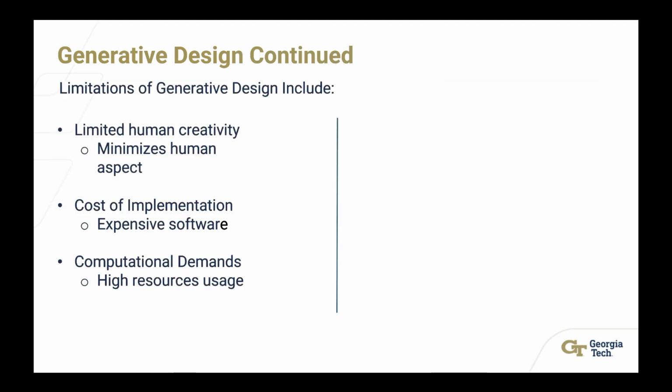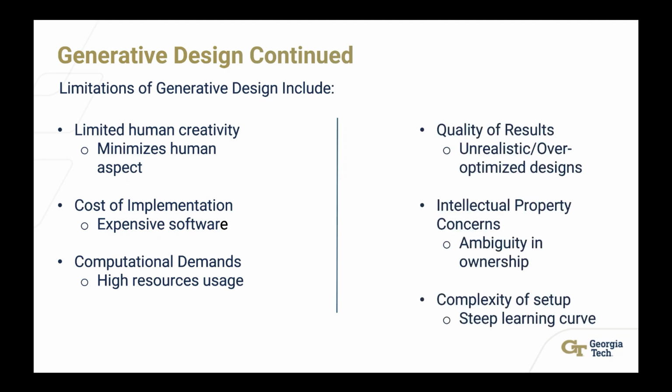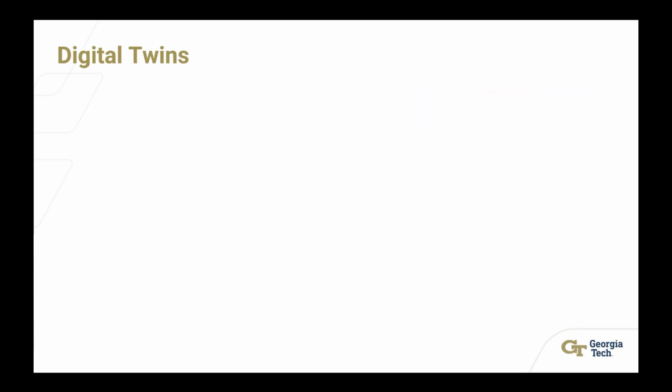Some limitations of generative design include limited human creativity, it minimizes the human aspect, cost of implementation, computational demands, and the quality of results. AI can be unrealistic sometimes. There are intellectual property concerns with AI generating the design, as the ownership is up in the air. And there's also the complexity of the setup. There's a steep learning curve.